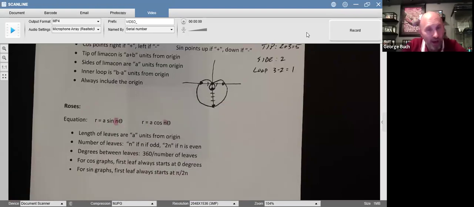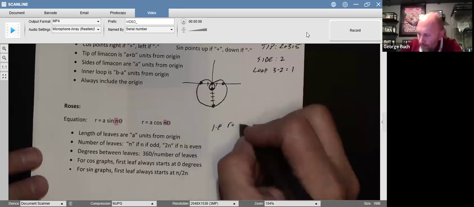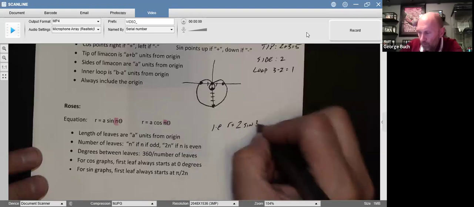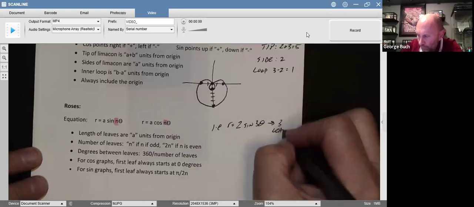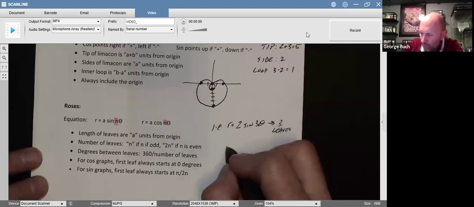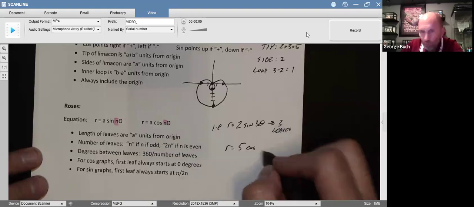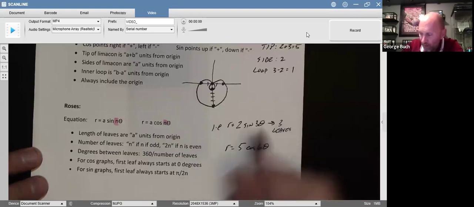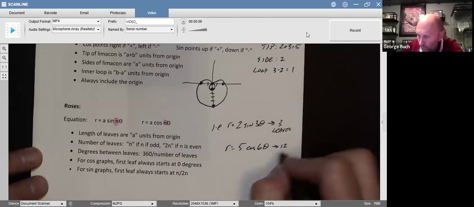If n is odd, then it's just n leaves. So for example, if I have r equals 2 sine of 3 theta, well, the number in front of theta is odd, so this means there are 3 leaves. If I had r equals 5 cosine of 6 theta, well, 6 is even. If n is even, it's double that number. So in this case, this would actually have 12 leaves, 6 times 2.